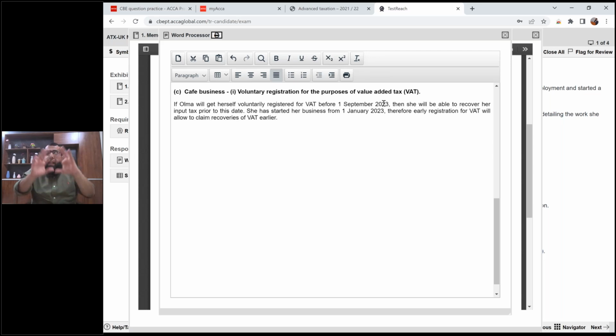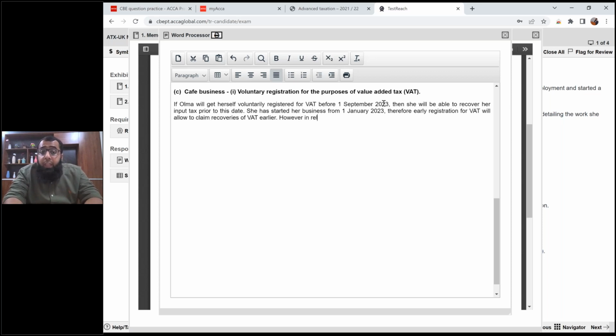Okay, first of all, I have made a basic point that she will be able to recover the VAT. Please listen to me. If she gets registered before 1st September 2023, she will start recovering the VAT. Rather than waiting for 1st September 2023, she will start recovering the VAT from an earlier date.